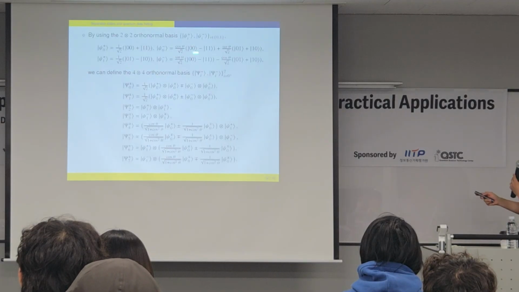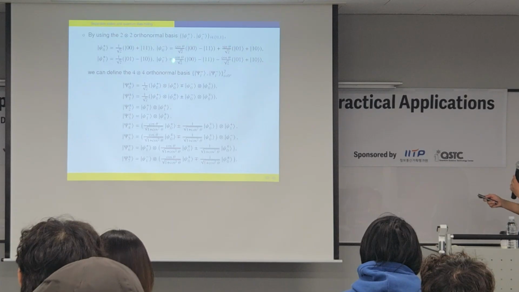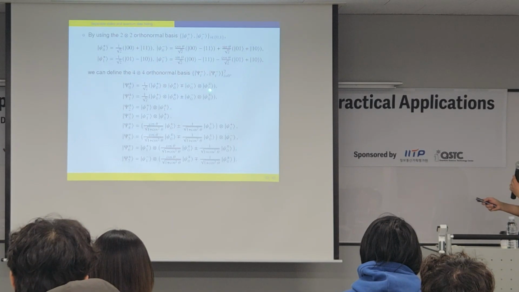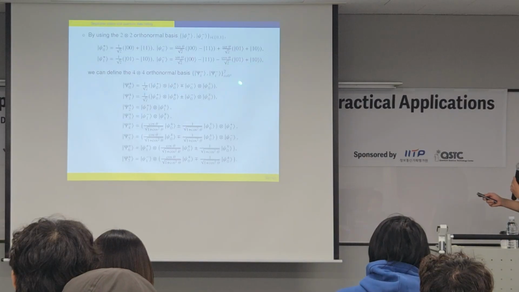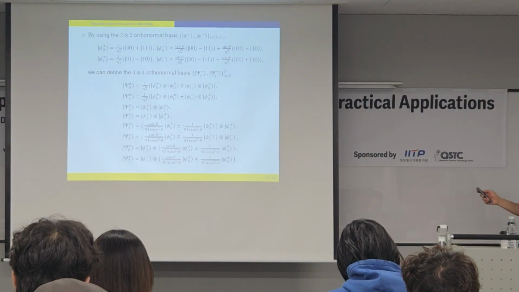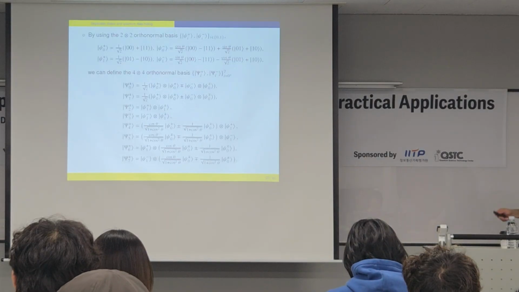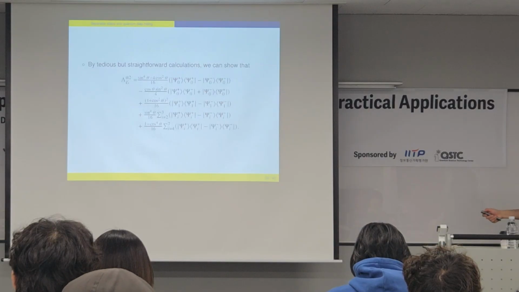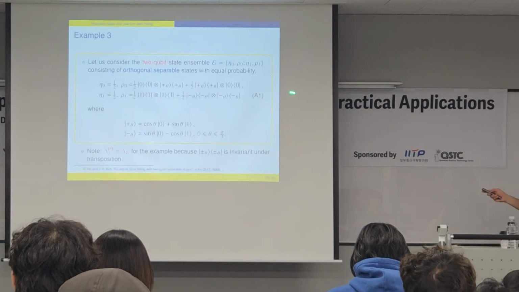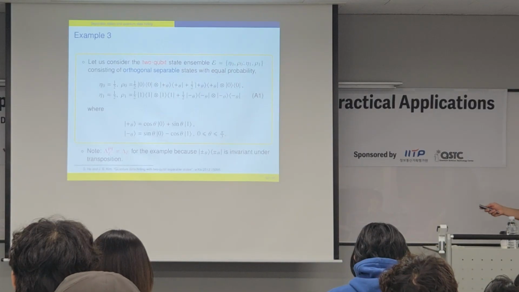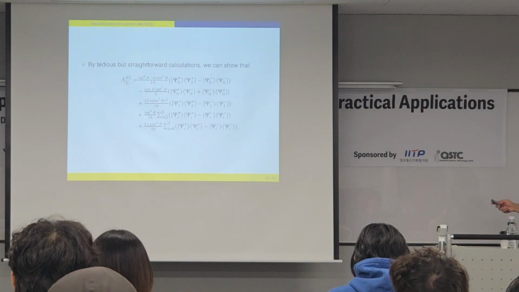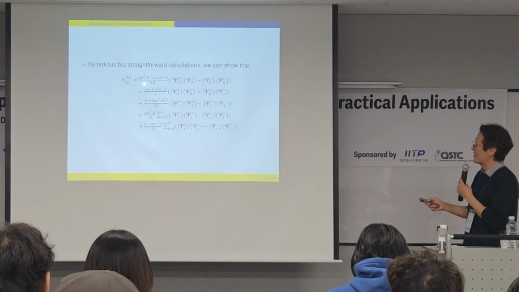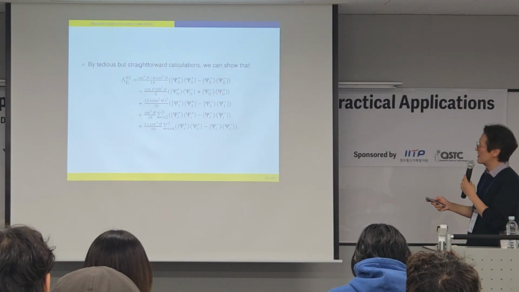It's a bit complicated. By using this two-qubit orthogonal basis, we can think about this 4x4 orthogonal basis. There are 16 basis elements here. And the reason why we have constructed this is to think about this two-qubit state ensemble, where we can think about this lambda epsilon and the tensor product of this. Okay, so this is the case when k is 2.